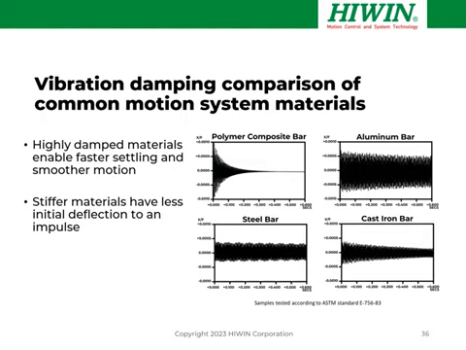However, you can consider a hybrid structure. For example, a steel profile, which is high stiffness, can be filled with polymer composite, and you can get a combination of specifications. The thing about stiffer materials is they'll have less initial deflection to an impulse or a disturbance, but they may ring for a long time, and that will show up in the settling time and behavior of the system.